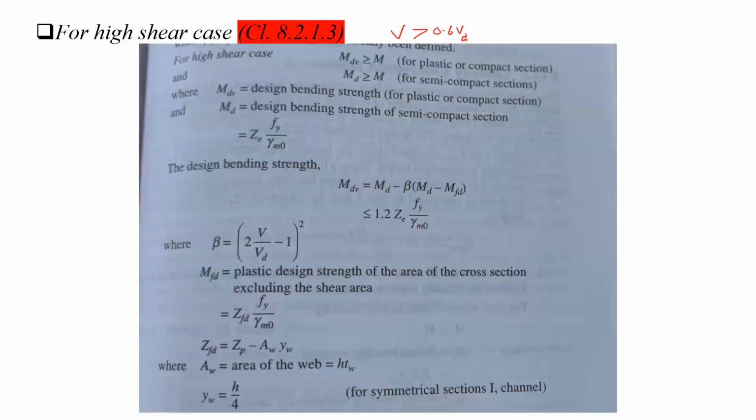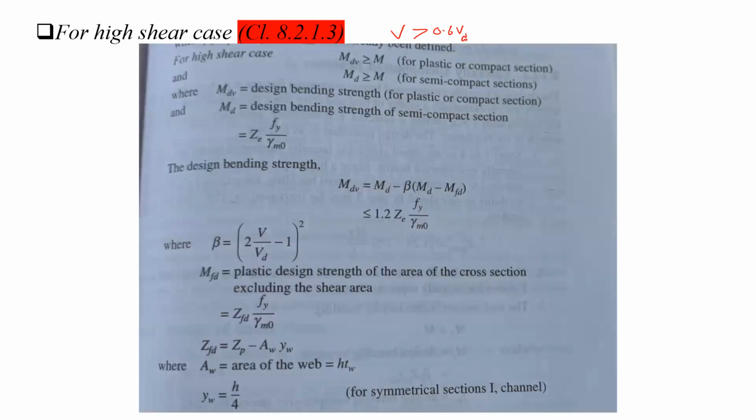Now let's look at the high shear case. What is the high shear case? It is V greater than 0.6 VD. Remember this condition: V greater than 0.6 VD represents the high shear case. If it is a high shear case, the design procedure gets a little different. You can get these values from clause 8.2.1.3 of IS 800:2007.